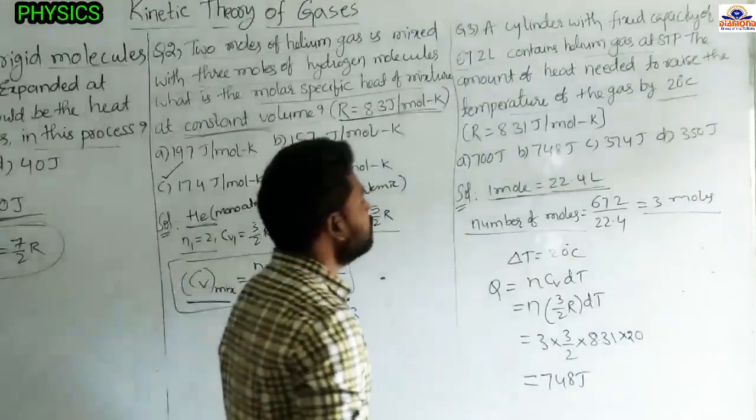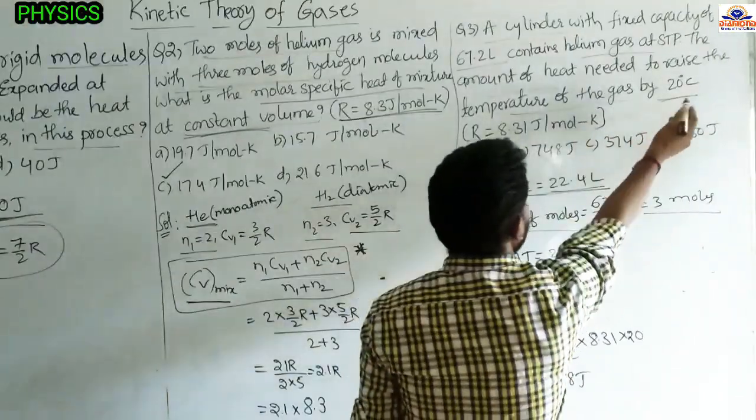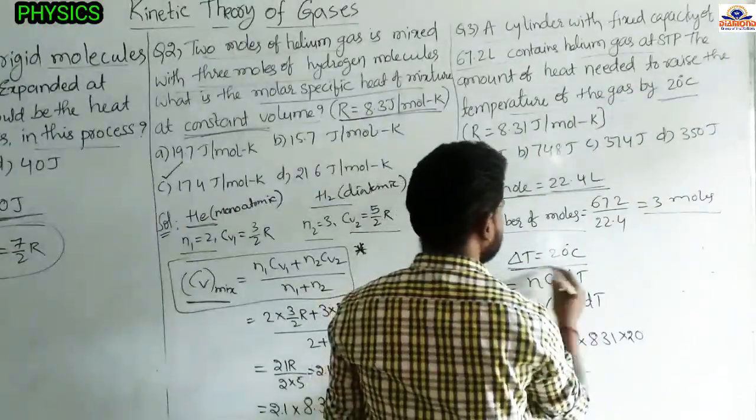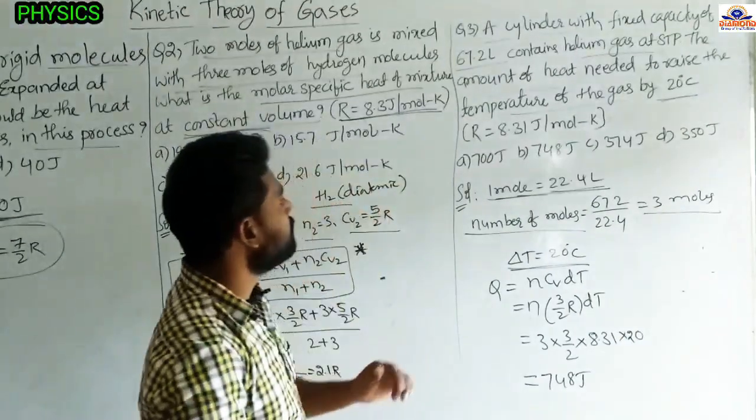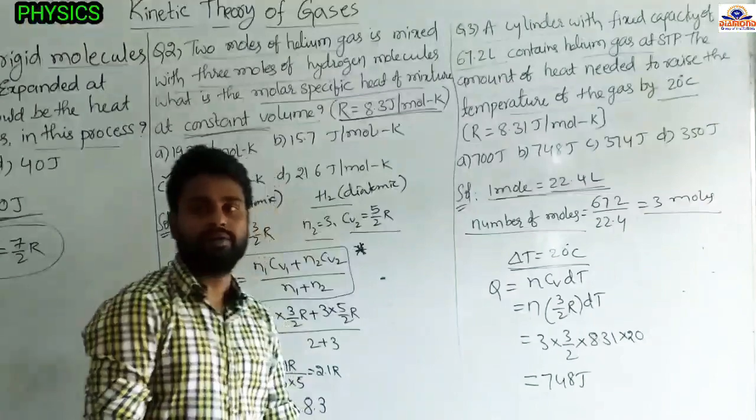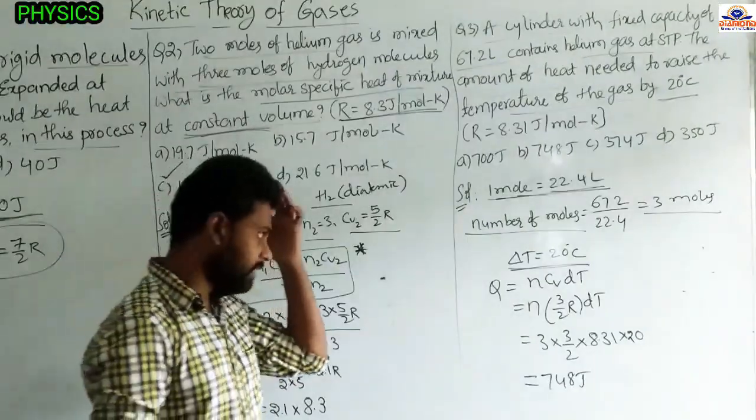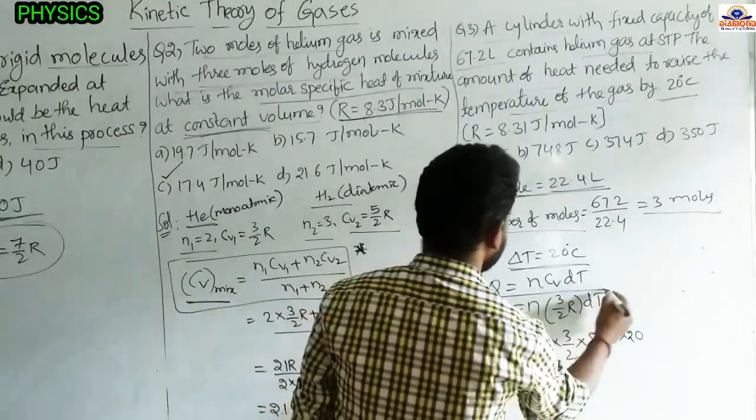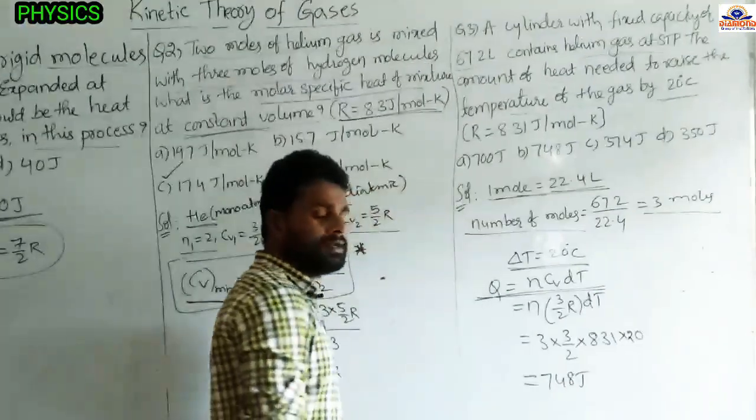Okay, so next the temperature is raised by 20 degrees centigrade. So the change in temperature is 20 degrees centigrade. Now they are asking how much heat is needed to raise the temperature by 20 degrees centigrade. How much heat do we need? So the heat energy required Q equals n Cv dT.